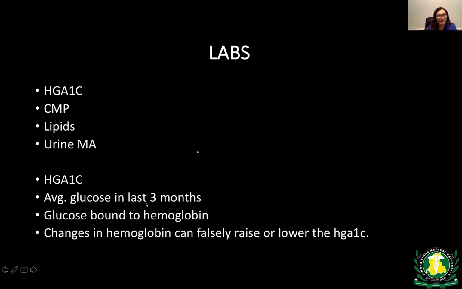Hemoglobin A1C level is the average glucose that the patient has had in the last 3 months, and it is basically the glucose bound to hemoglobin, and therefore changes in hemoglobin levels can falsely raise or lower the levels of hemoglobin A1C. For example, patients who have anemia due to chronic kidney disease, since they have low hemoglobin, may have falsely low levels of hemoglobin A1C. Similarly, it has been seen that patients with iron deficiency anemia, on the other hand, have falsely high levels of hemoglobin A1C. There are many other factors that can influence the hemoglobin A1C levels.